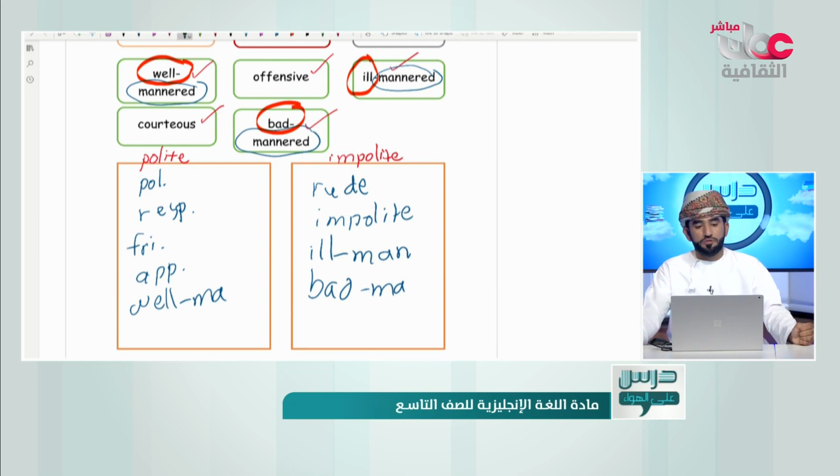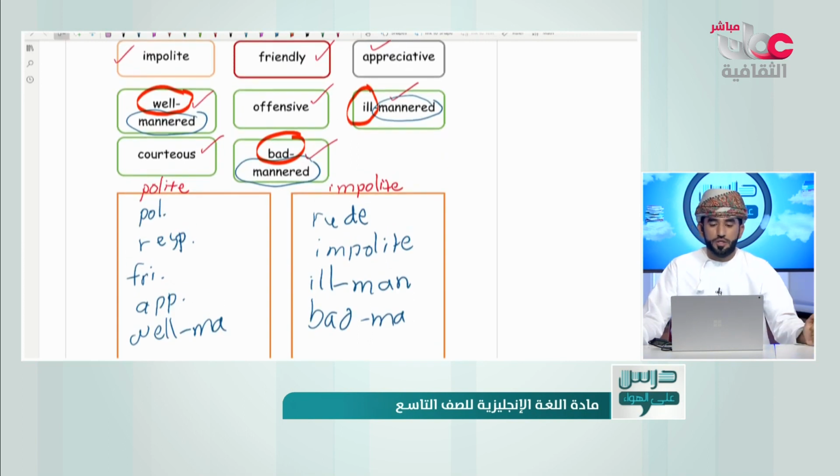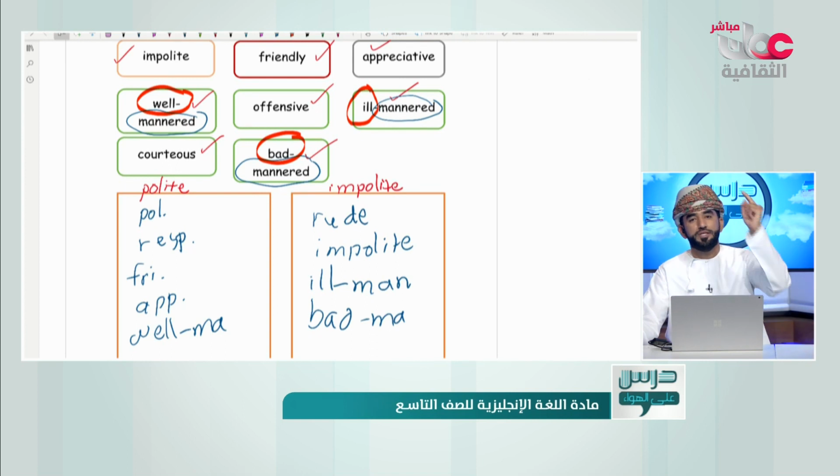Okay, and going for the polite, just to repeat again, you've got this one polite, and then respectful, and then friendly, appreciative, and then well-mannered. All of those words come under the umbrella of the polite category. Going to the word offensive. Remember our discussion about this word together? We said what? Offensive. It's the opposite of the word, yes, exactly. Thank you so much.